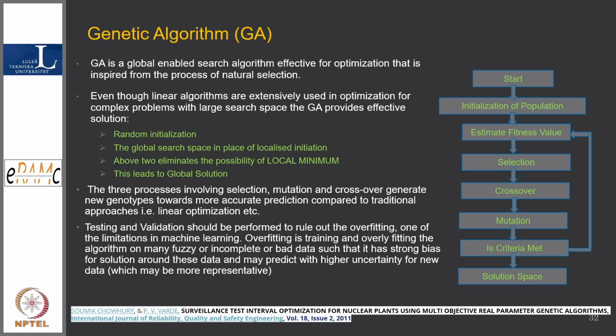Now one more tool is there, the genetic algorithm. Genetic algorithm is basically an inspiration from how genetics evolve in our biological body. So the chart is like this. First we have to start and initialize a population.